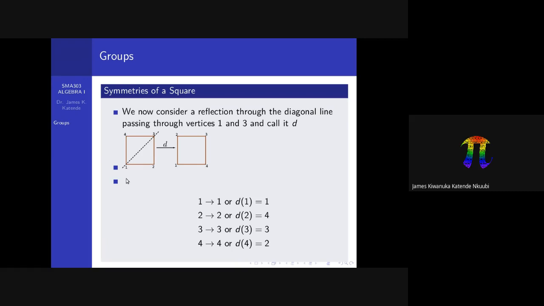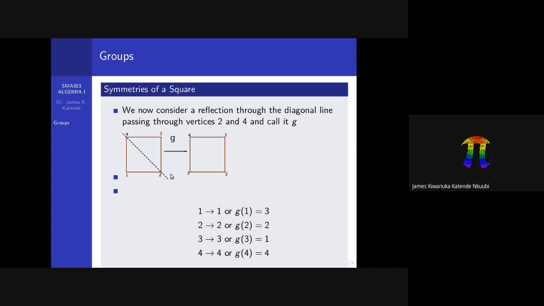So that's the first reflection along a diagonal, and we choose to call it D. So this, we shall call it D. That's the name of this function. So the next one is the second diagonal. This is a diagonal that passes through the vertices 2 and 4.